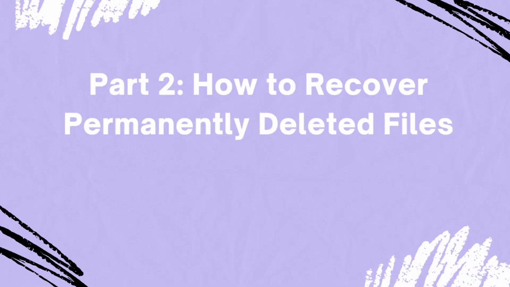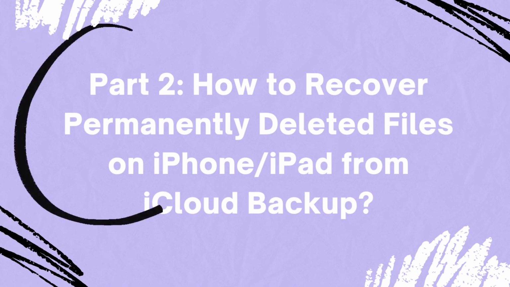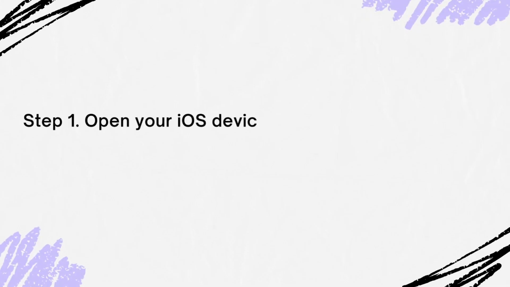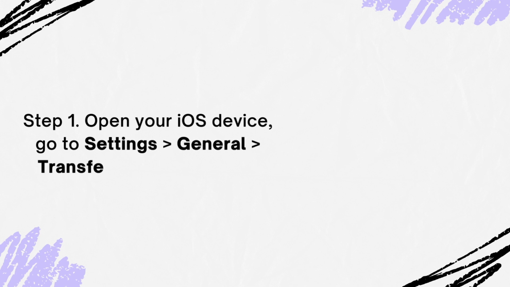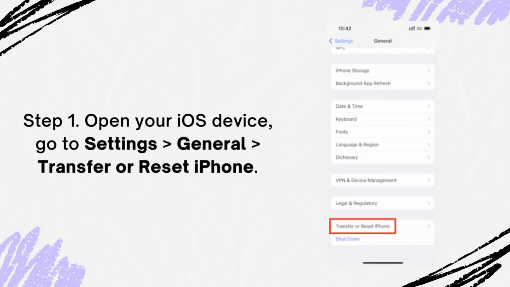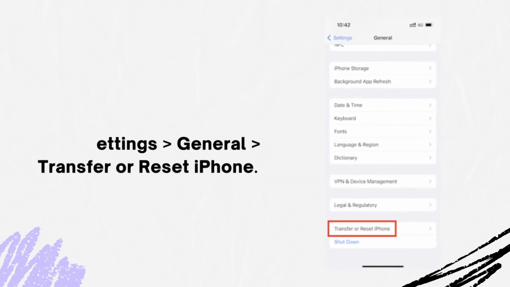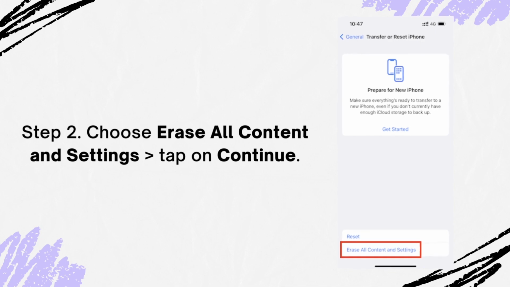Part 2. How to recover permanently deleted files on iPhone from iCloud Backup. Step 1. Open your iOS device, go to Settings, General, and then Transfer or Reset iPhone. Step 2. Choose Erase All Content and Settings and tap on Continue. Step 3. Enter your Apple ID password.